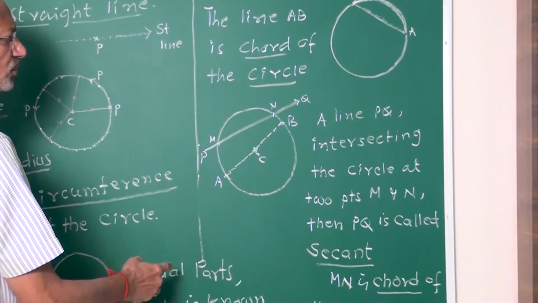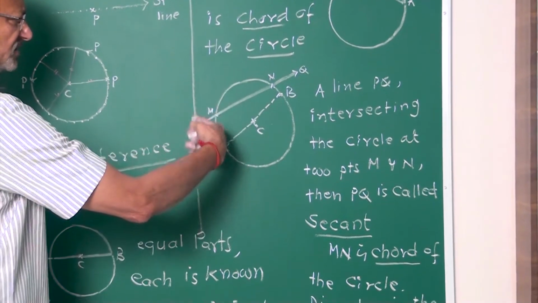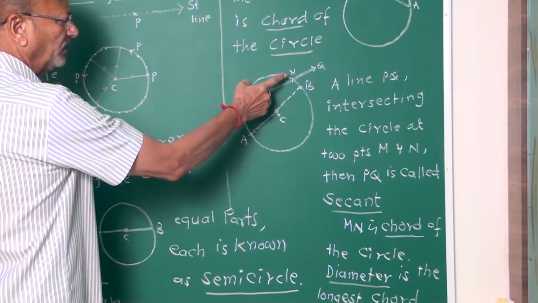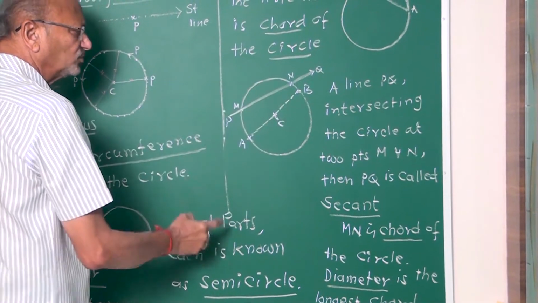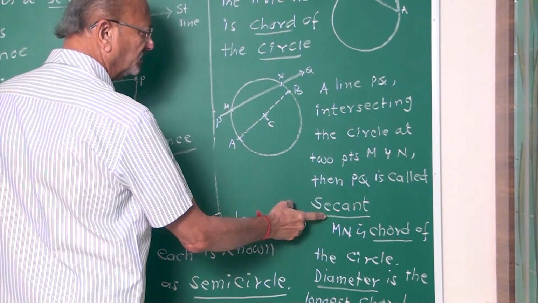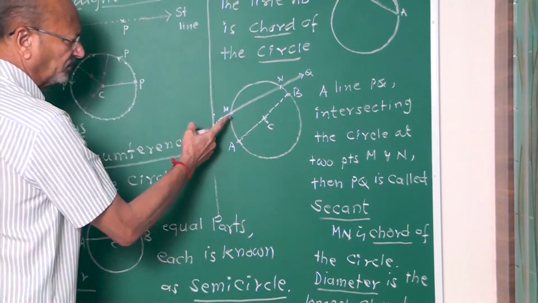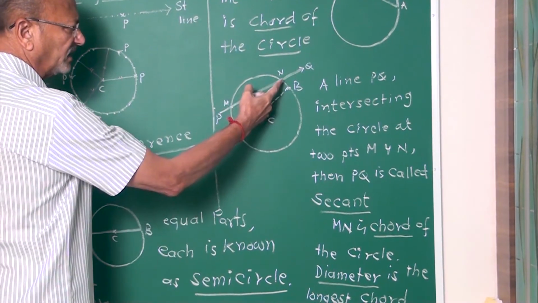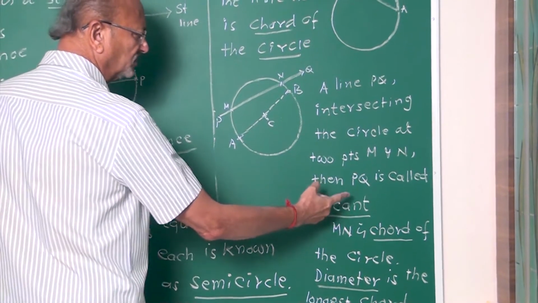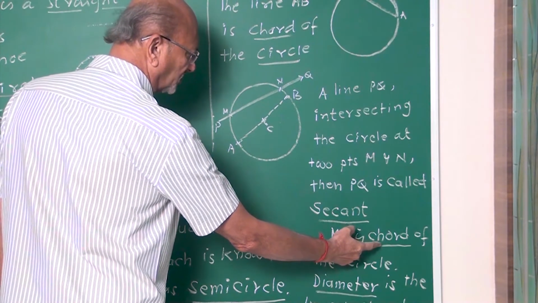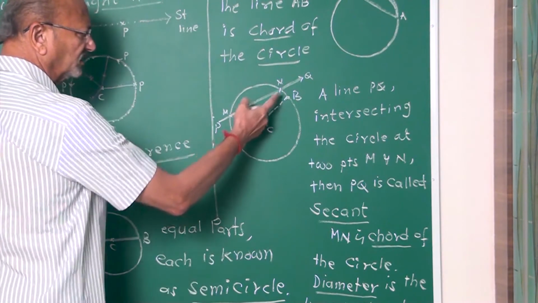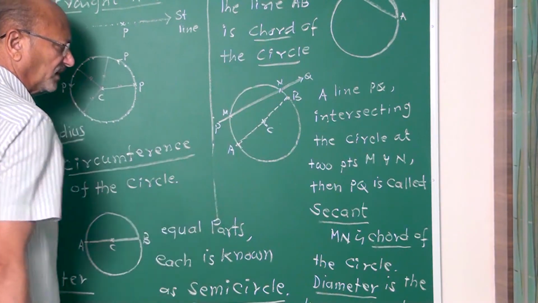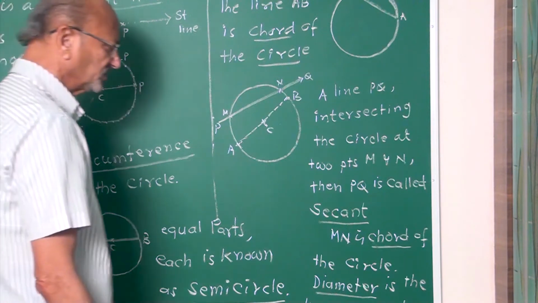Next, a line PQ which intersects the circle at two points, M and N. Such a line is known as a secant of the circle. The points M and N are on the circle, so the line MN is a chord of the circle. Then diameter is the longest chord of the circle.